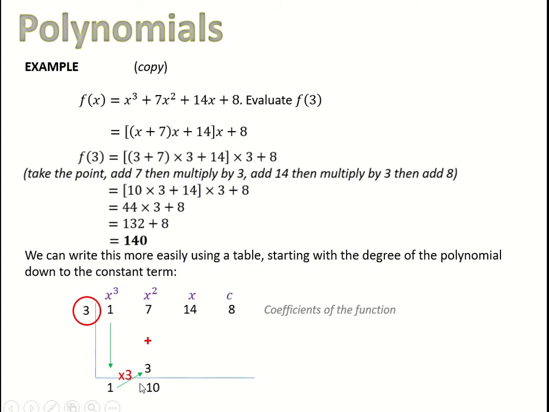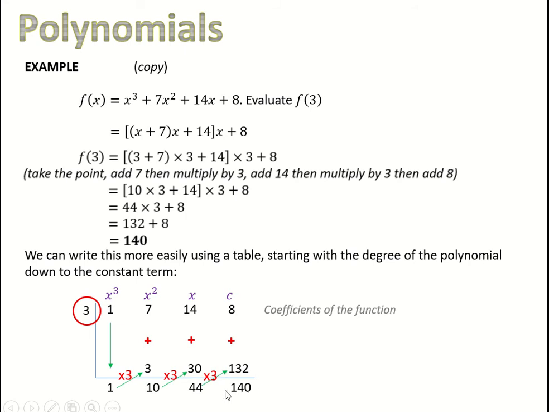And then you're going to multiply it by 3 again, which gives us 30. You're going to add on the 14, which gives us 44. You're going to times that by 3, which gives us 132, and then you're going to add on the 8. Right, so that might seem a little bit strange at this point, but what that does is it gives us a method of which to find a factor. Because what we want this number here to be is 0.